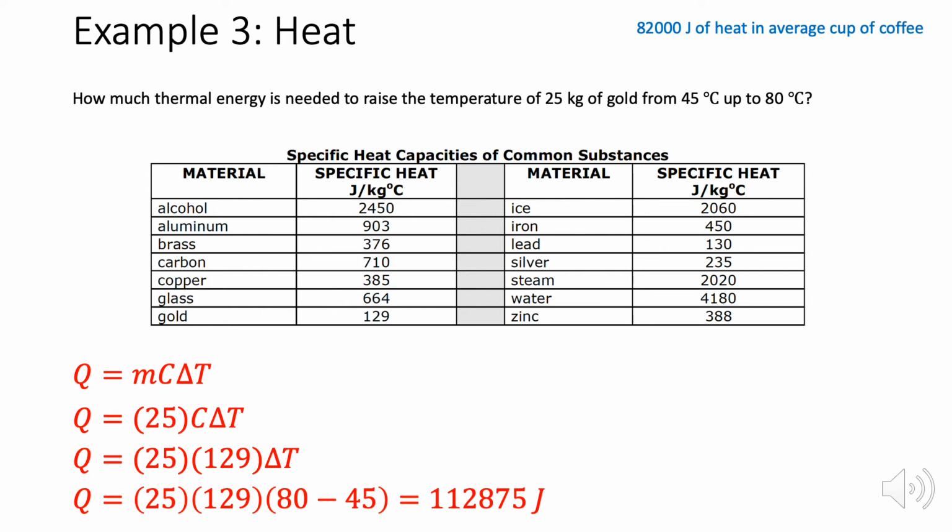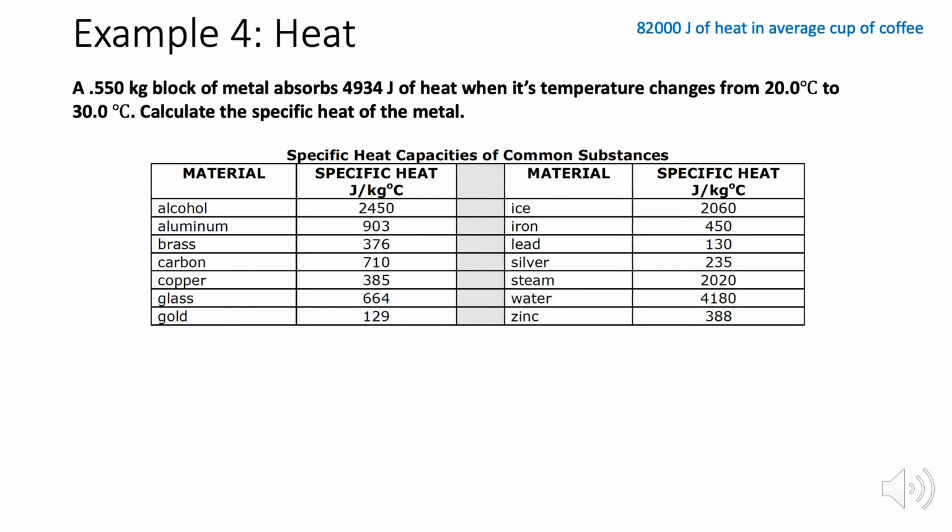Example 4. A 0.550 kilogram block of metal absorbs 4,934 joules of heat when its temperature changes from 20 degrees Celsius to 30 degrees Celsius. Calculate the specific heat of the material. So since this is a heat question, let's start off with this equation. However, this question is a little bit different because we're not looking for the amount of heat required. We're looking for the specific heat of a material.